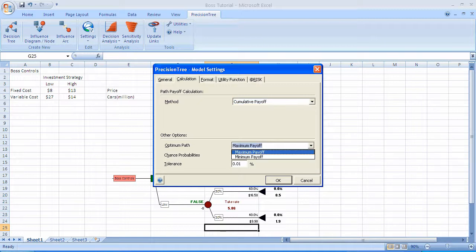If you were to click on the drop box, you notice that you have two alternatives, maximum payoff and minimum payoff. Since we're maximizing profit, we select the maximum payoff.